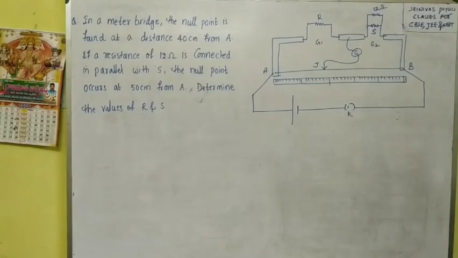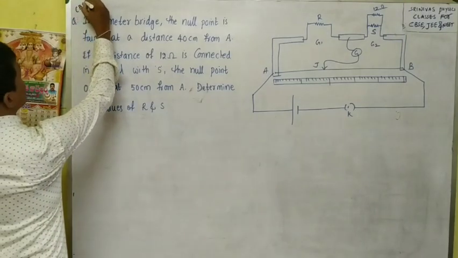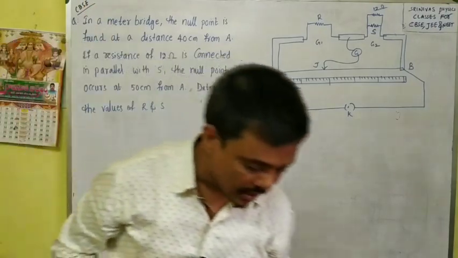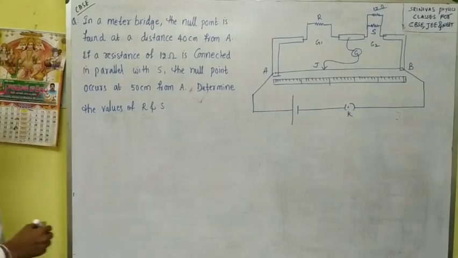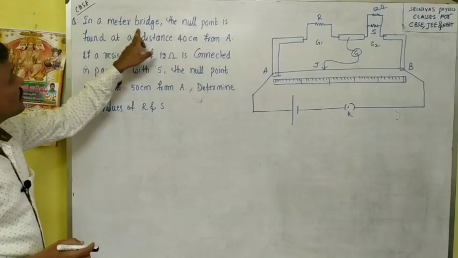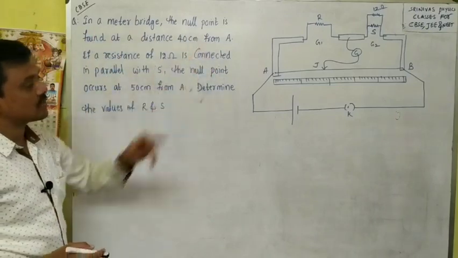Okay, look here. This is our problem, and it is a very important problem. It's a previous CBSE problem, and it came many times in the last exams, so listen very carefully. In a meter bridge, the null point is found at a distance of 40 centimeters from A.